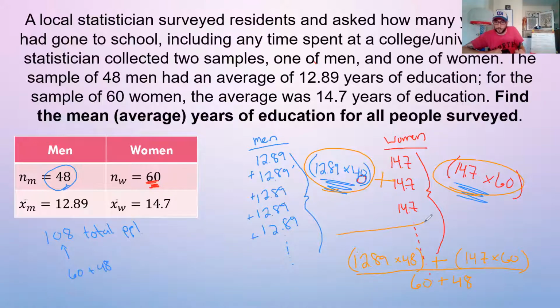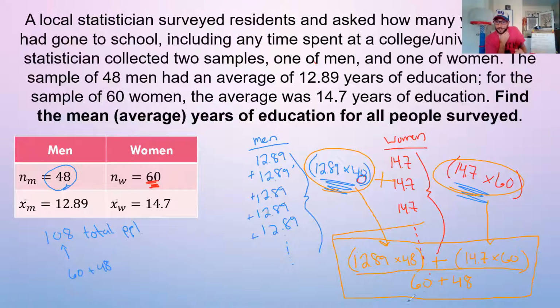And this, in orange, is how we can calculate the overall mean. I was just trying to reference that: where did this piece come from? It's this idea that we're theoretically adding 12.89 to itself 48 times. Where did this come from? It's theoretically from adding 14.7 another 60 times, right? But we can take a shortcut with some multiplication there so we don't have to add 108 numbers.